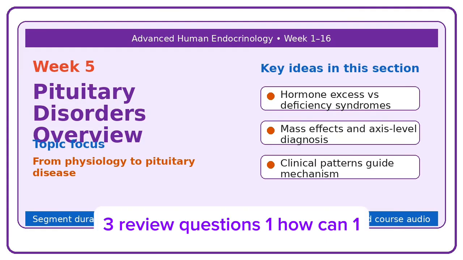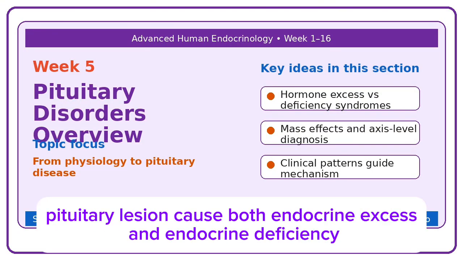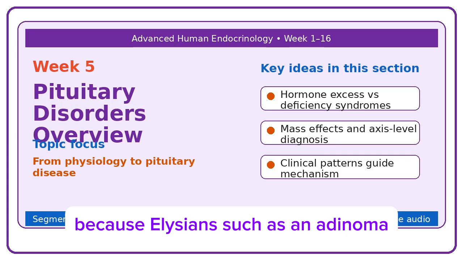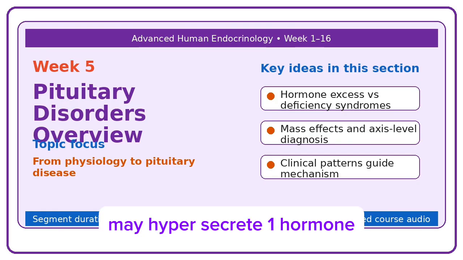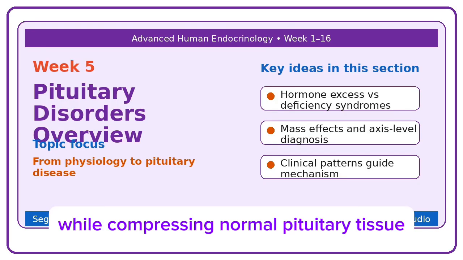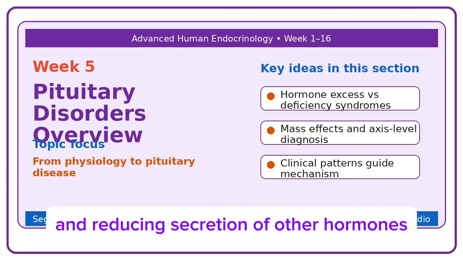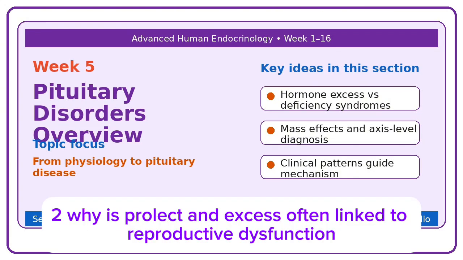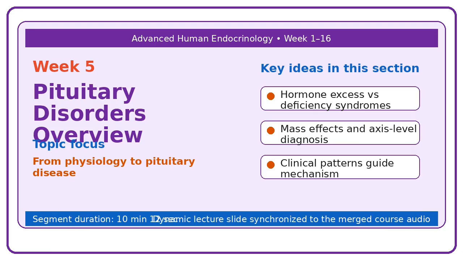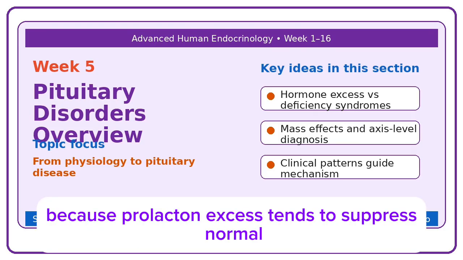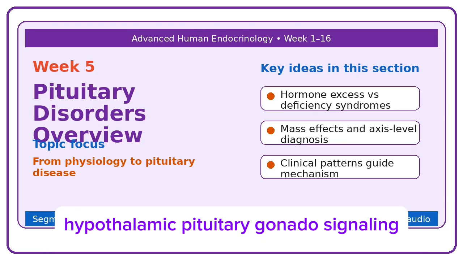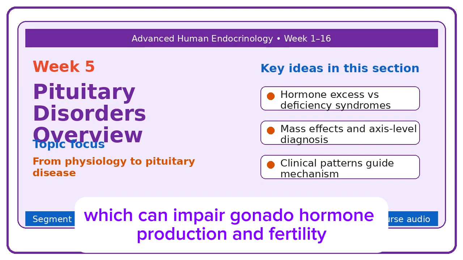Review questions. 1. How can one pituitary lesion cause both endocrine excess and endocrine deficiency? Because a lesion such as an adenoma may hypersecrete one hormone while compressing normal pituitary tissue and reducing secretion of other hormones. 2. Why is prolactin excess often linked to reproductive dysfunction? Because prolactin excess tends to suppress normal hypothalamic-pituitary-gonadal signaling, which can impair gonadal hormone production and fertility.